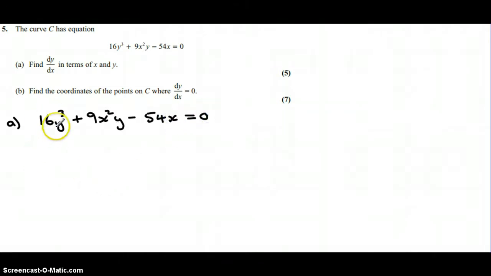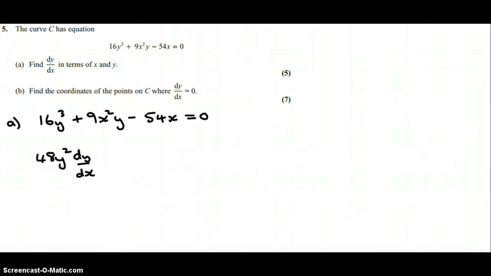If we do that, that means that if we apply the normal differentiation process to this first term, we're going to end up with 3 times 16, so that's 48y squared, and we multiply by dy by dx using implicit differentiation.